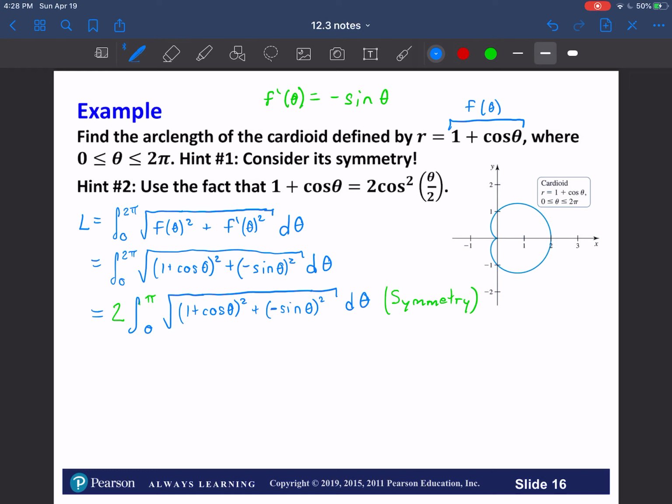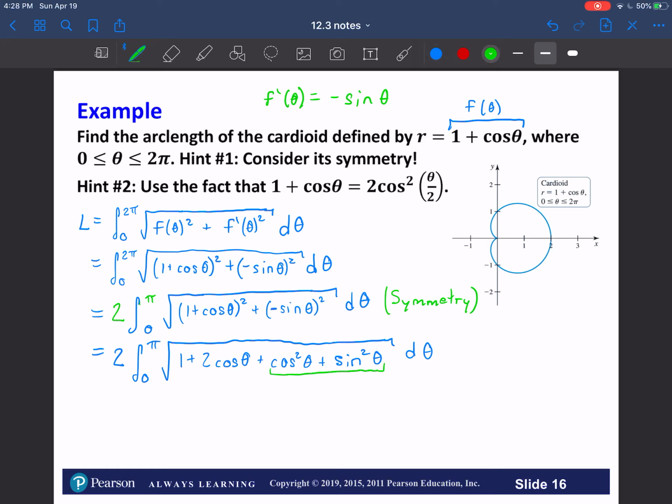All right, so I'm only considering the integral from 0 to pi now. And to calculate this, let's just go ahead and expand everything. I mean, what else can we do? We're going to get 1 plus 2 cosine theta plus cosine squared theta. And then over here, we will get plus sine squared theta. Well, that's convenient. We have cosine squared theta plus sine squared theta. This is just, of course, equal to 1.